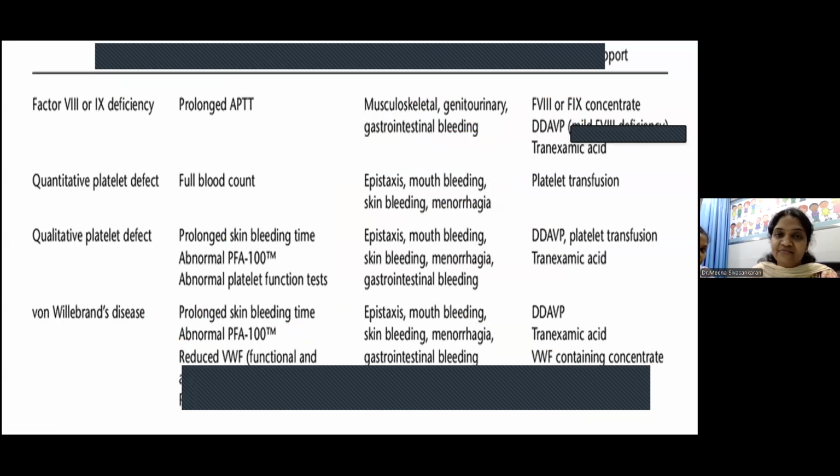If they are presenting with bleeding manifestations, we can give the specific factor concentrate. If the platelet count is low, they present with skin and mucosal bleeds. If there is a significant bleed, we need to consider platelet transfusion. If there is a qualitative defect, where platelet function is not normal, again they'll present with skin and mucosal bleeds. Even though your platelet number is normal, the platelet is not functioning properly. So apart from antifibrinolytics, we need to consider platelet transfusion.